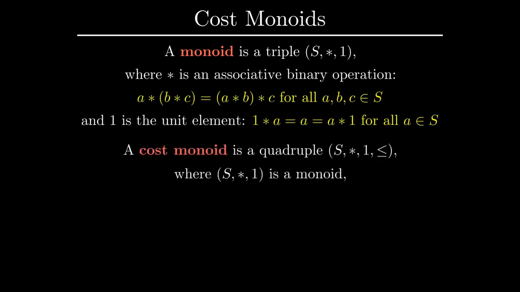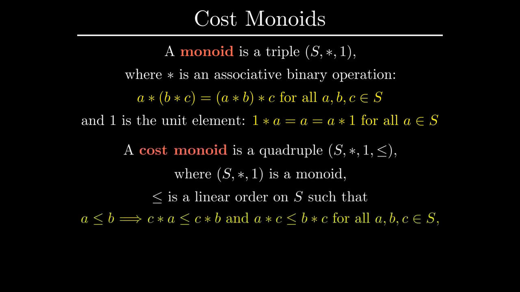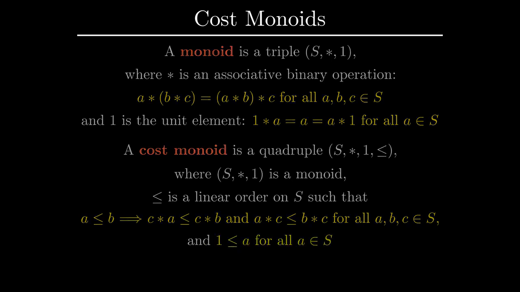A cost monoid is a monoid with a linear order which respects the multiplication in the sense that if a is less than or equal to b, then multiplying both sides by any element c preserves the inequality, with the unit element being the smallest element in this order.